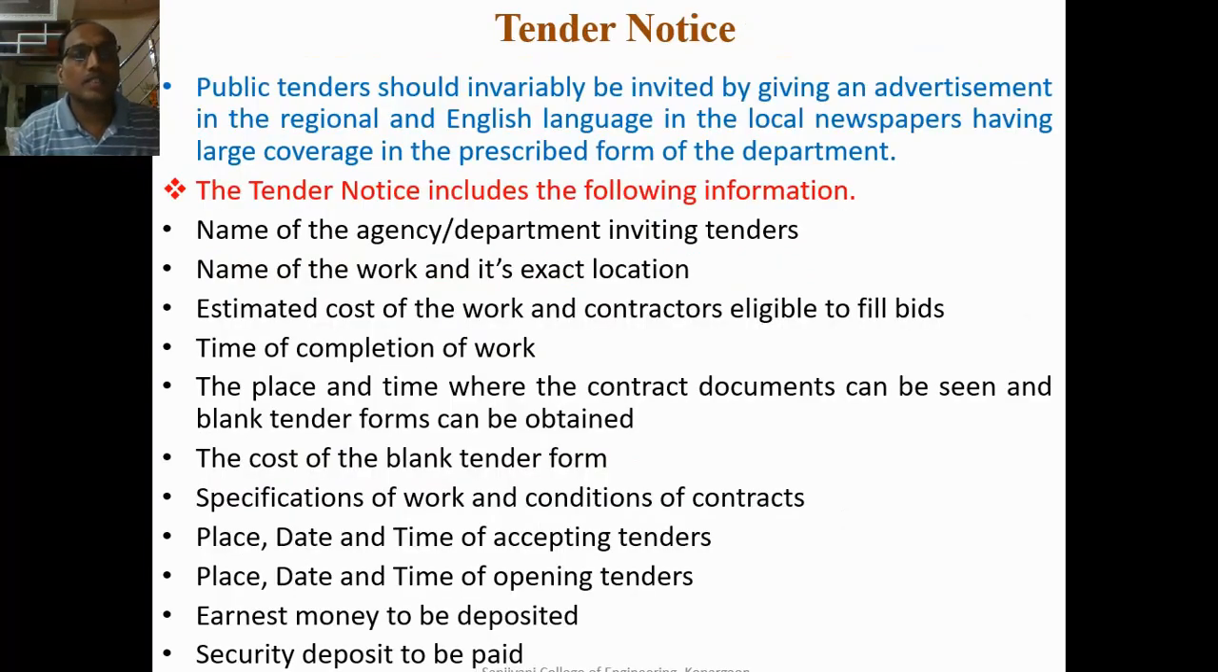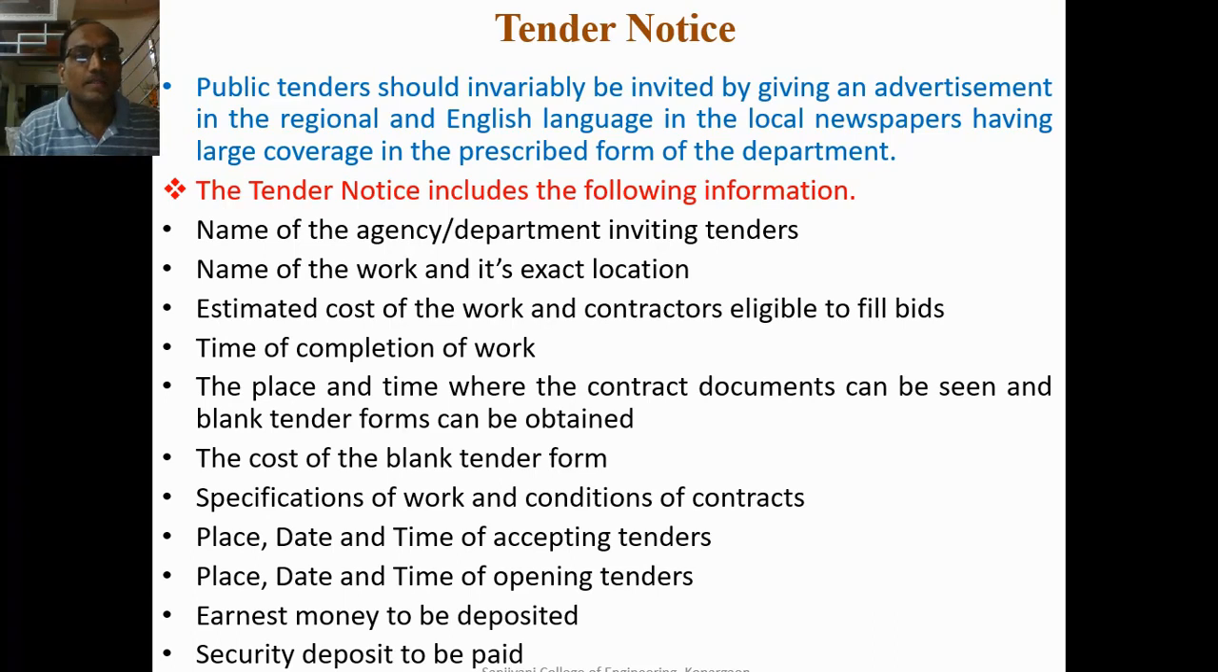Now coming to tender notice, public tender should invariably be invited by giving an advertisement in the regional and English language in the local newspaper having large coverage in the prescribed form of the department. The main intention is that it should reach each and every tenderer who is interested to bid. This tender notice has some parameters which should be mentioned properly.